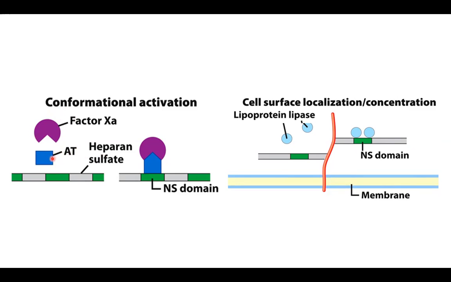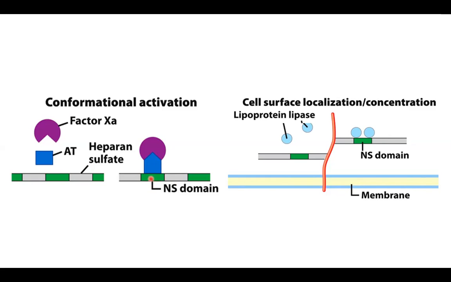So now that you understand that concept, the only new thing here is that antithrombin's activity is increased if it binds to the NS domain. So antithrombin is more likely to block my coagulation factor if it binds to the NS domain of heparan sulfate. Does that make sense, the connection between this?